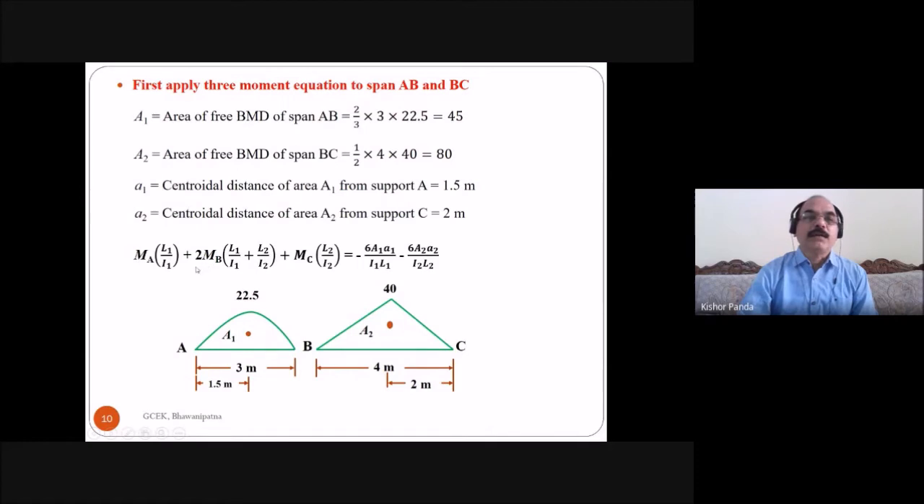Then apply Clapeyron theorem. This is Clapeyron theorem: MA L1 by I1 plus 2MB (L1 by I1 plus L2 by I2) plus MC L2 by I2 is equal to minus 6A1 a1 by I1 L1 minus 6A2 a2 by I2 L2. But you know MA is equal to 0, due to simply supported. So only MB and MC, these two unknowns are there.